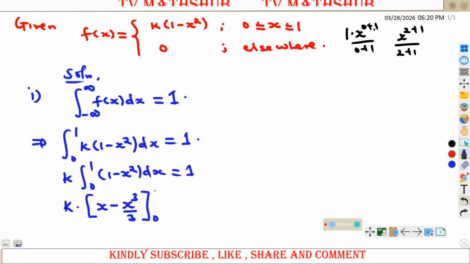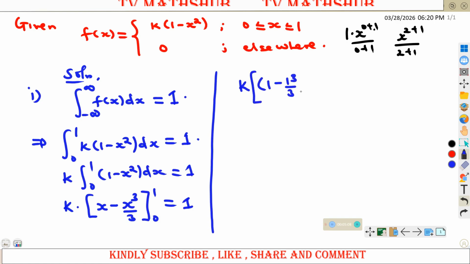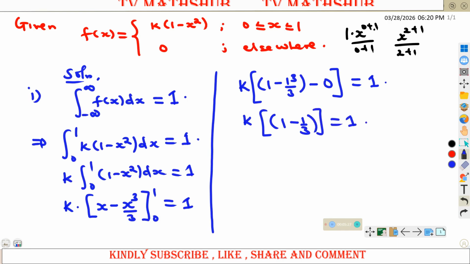So this is from 0 to 1, and this is equal to 1. From here, we shall have this as k. Let us put the upper limit. Where there is x, let us put 1. So this will be 1 minus 1 to power 3 divided by 3, minus, put the lower limit, which is 0. So this will remain 0, and this is equal to 1. From here, we shall have k into 1 minus a third, which is k times 2 over 3, equal to 1.